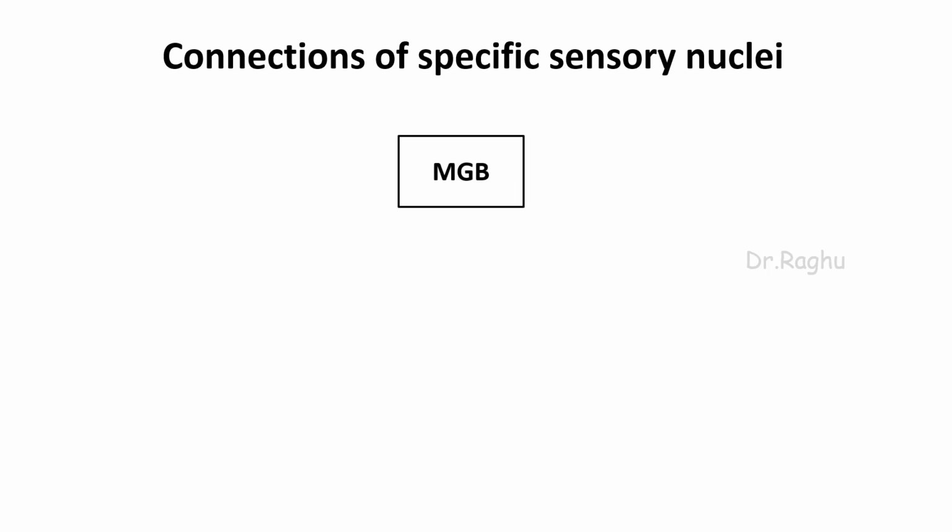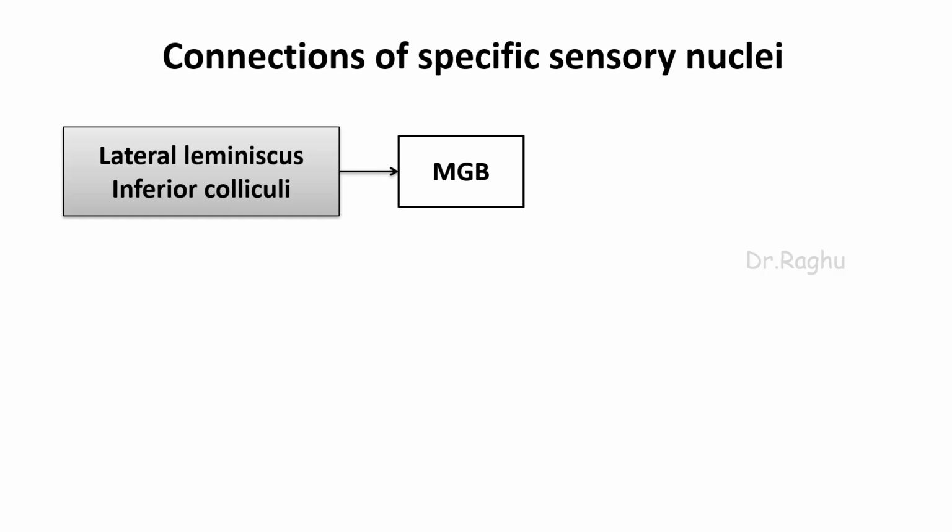So the first specific sensory nucleus is the medial geniculate body. As soon as I say medial geniculate body, it should strike your brain that the medial geniculate body is part and parcel of the auditory pathway. That means the medial geniculate body is going to receive the information from the lateral lemniscus as well as the inferior colliculi. Again, these are part and parcel of the auditory pathway. Go and read your auditory pathway.